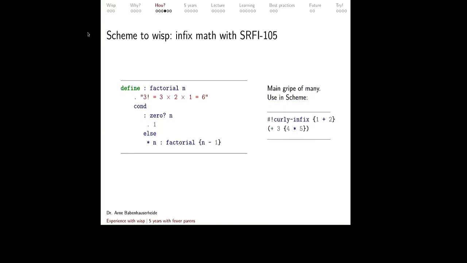Next part, I had a colleague who looked at my Scheme code and said, prefix math. And I realized, yes, this is a problem for many people, and for some, especially smaller mathematical expressions, prefix math is hard to read. So I just activate SRFI 105, that's curly infix. So in Wisp you can always use this expression. Just curly braces around that and you have infix math. You can also do it in Scheme, by the way, at least in Guile. Just add this curly infix marker and then you can use infix math.